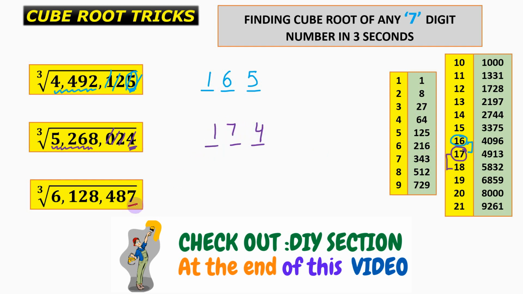In this question, we have the unit place equal to 7. The unit place equal to 7 implies that the unit place of the cube root is equal to 3. So we will put a 3 over here. Okay, and we are left with 6128 after discarding these 3 digits. Now 6128 lies between the cube of 18 and the cube of 19. So here we will select the smaller number of the two, that is 18, and hence our answer will be 183.